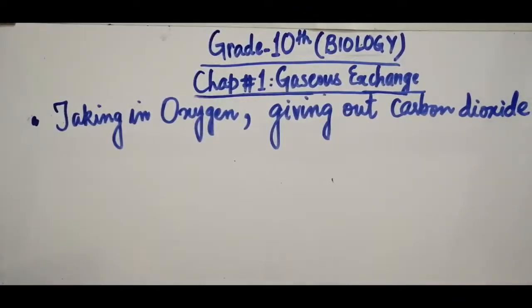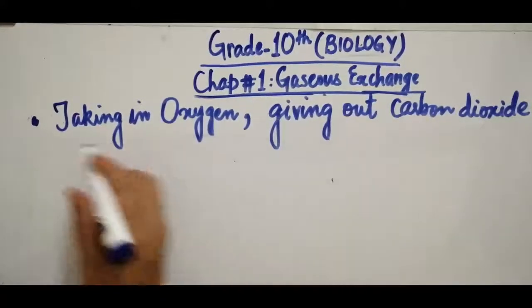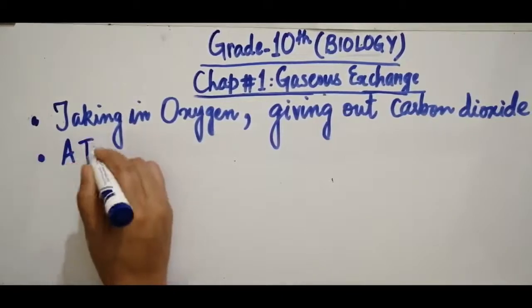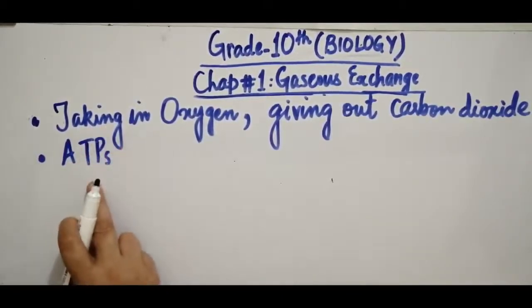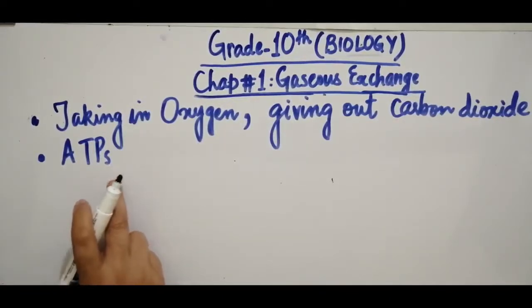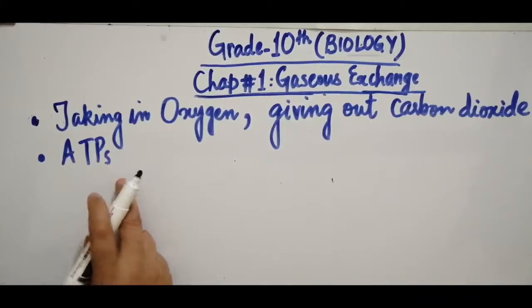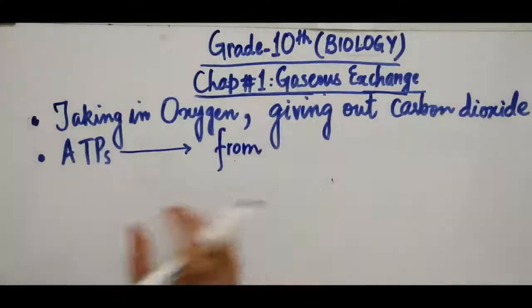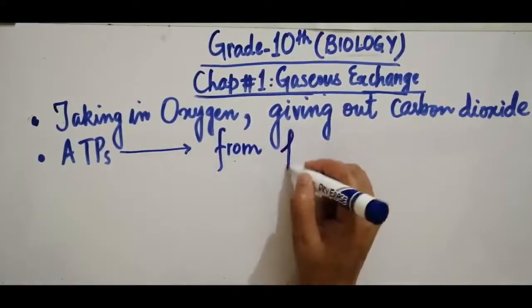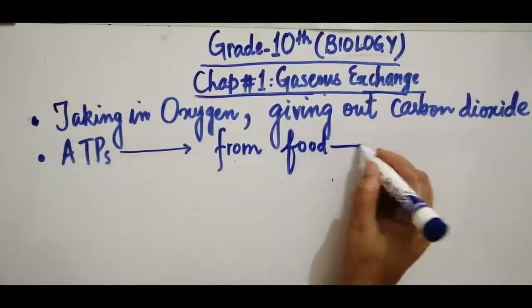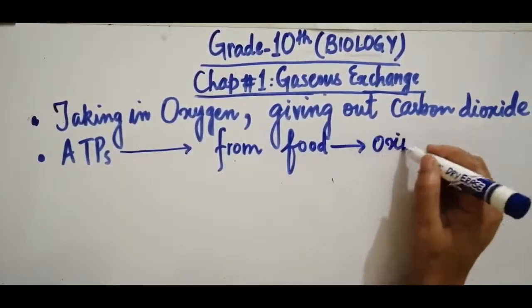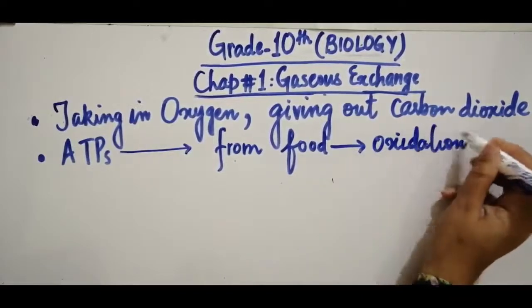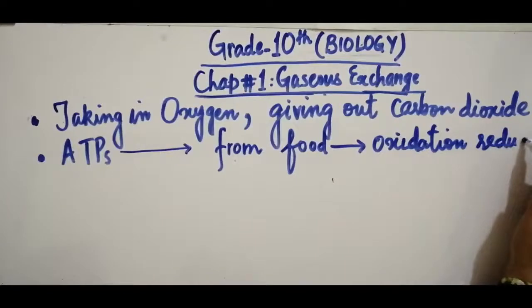Exactly what happens, I think you are familiar from grade 9, that we have studied how cells generate ATP from food. These ATPs, which are adenosine triphosphate, are the high energy currency of all cells in your body, and they are actually produced from food. How are they produced? They are produced from food by a process known as oxidation reduction reaction.